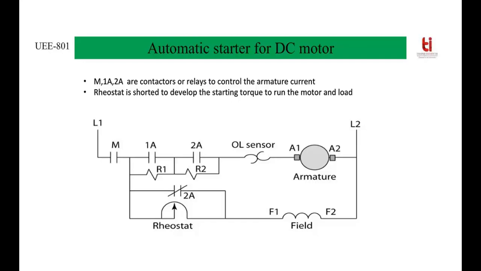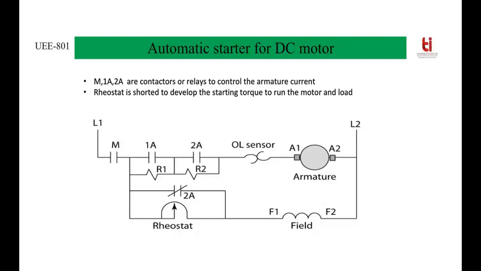As soon as the speed of the motor increases, slowly contactor 1A and contactor 2A are energized. So at the time of starting, contactor M and 2A just above the rheostat are closed. 1A and 2A remain open. A number of contactors can be used to increase the number of resistances R1, R2, R3.